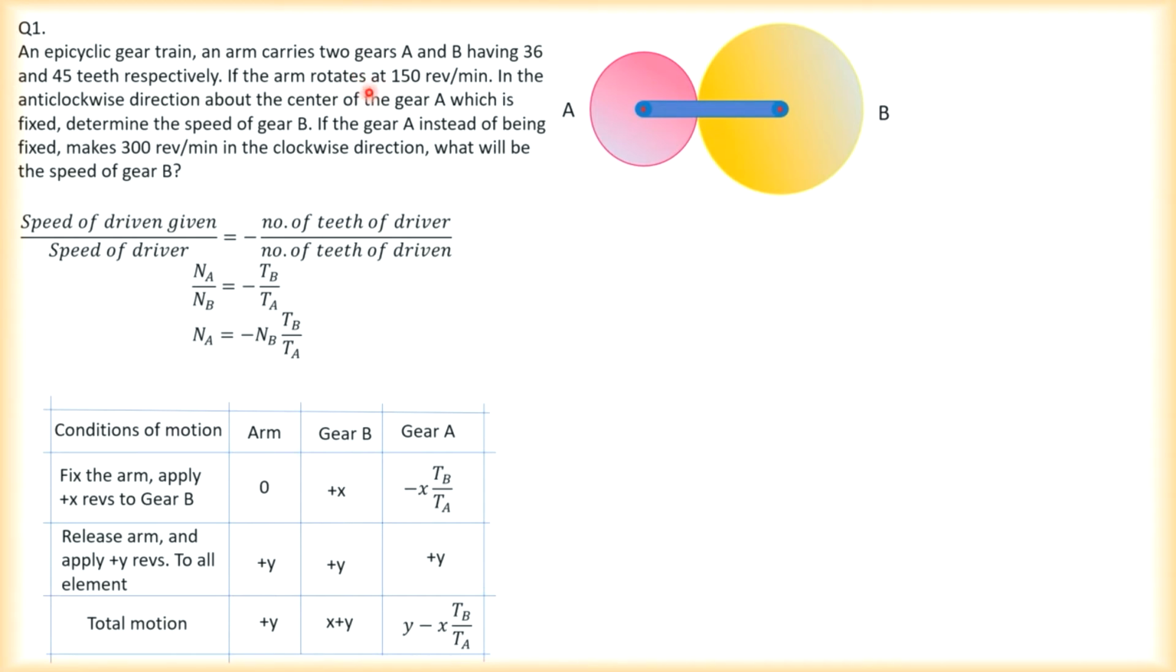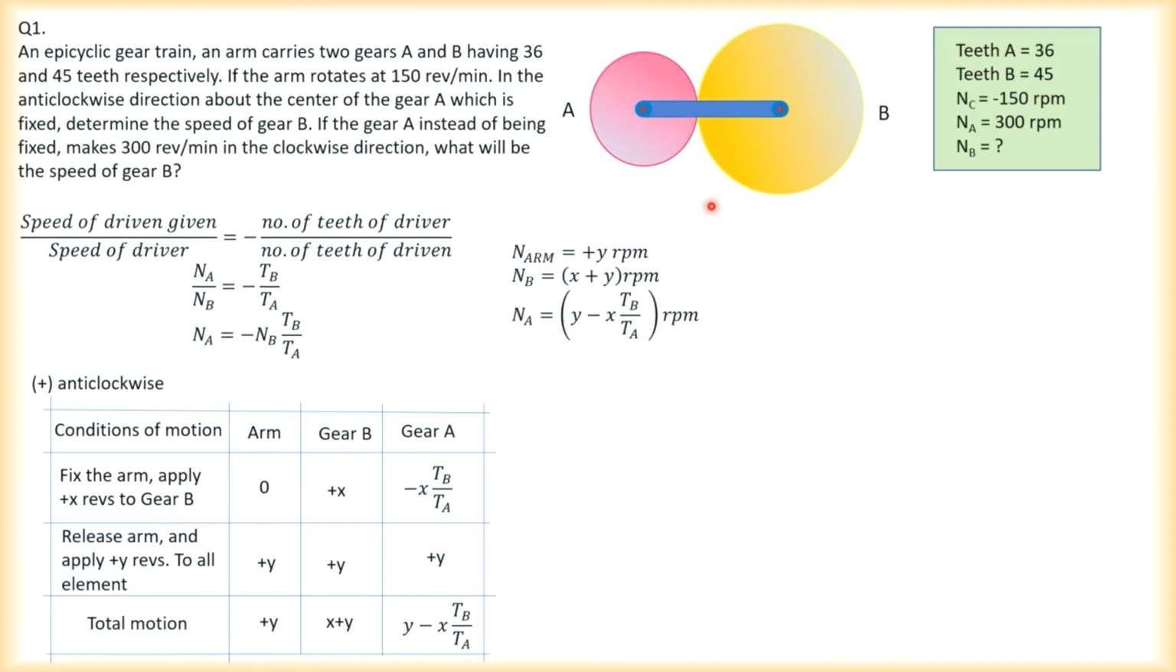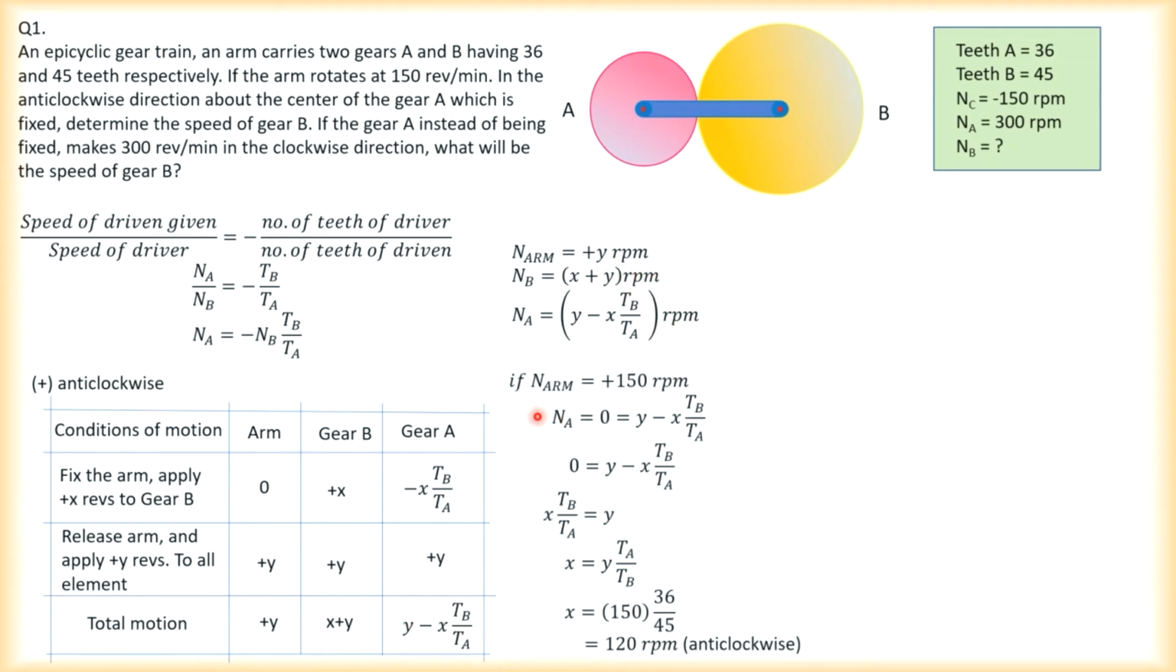So we go back to the question. For the first part, they say the arm rotates 150 where gear A is fixed. When gear A is fixed, that means this whole equation, which is the speed of gear A, you have to equate to zero, because in the first part they say gear A is fixed. Remember, positive refers to anti-clockwise. So the arm speed is Y RPM, gear B is X plus Y RPM, and then this is for gear A.